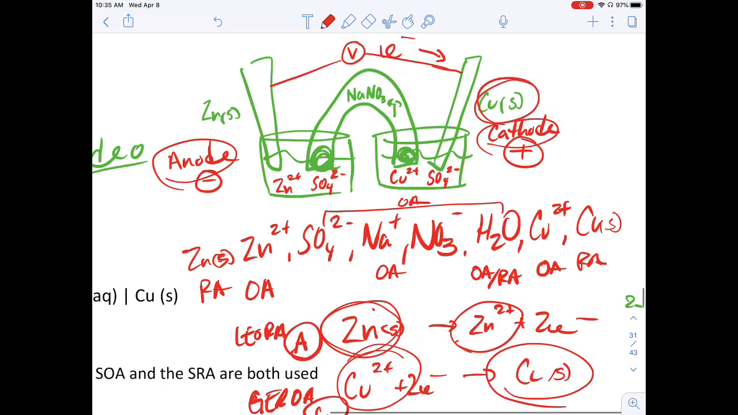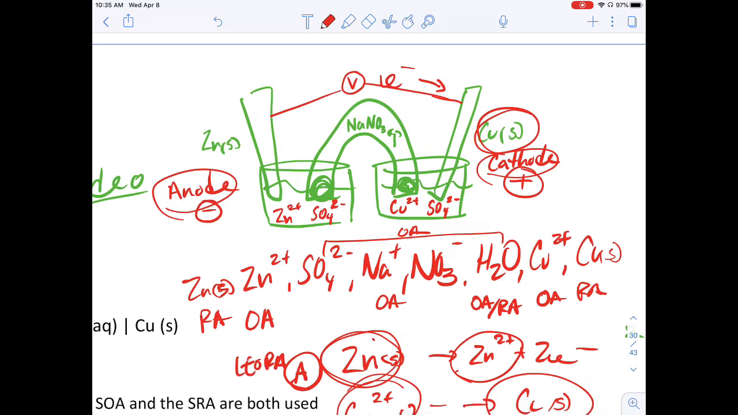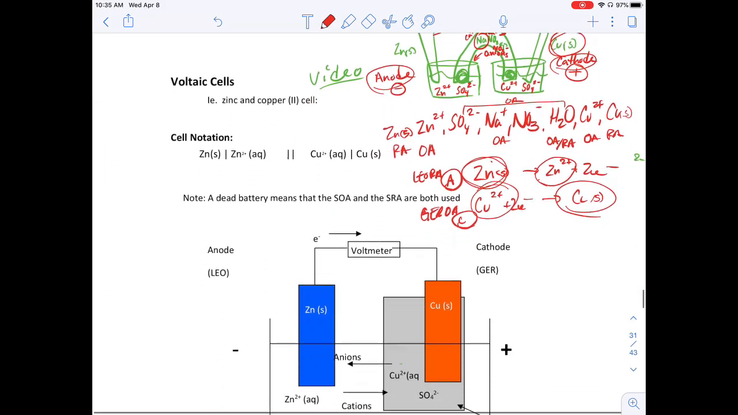And the other thing that we're going to see is in the saltwater bridge, the cations will go to the cathode, and anions go to the anode. And so the cation is Na+, and the anion is NO3-. And so anions, being negatively charged, will go to the anode. So that's kind of how we evaluate that.